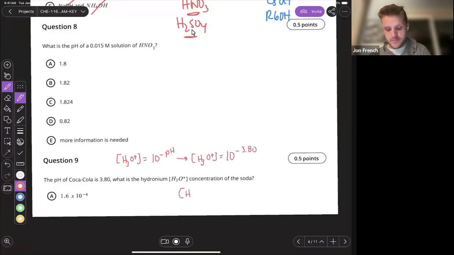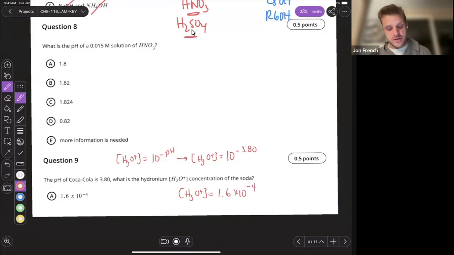3.80. All right, 10 to the negative 3.8. And I get a hydronium concentration of like 1.6 times 10 to the minus 4.